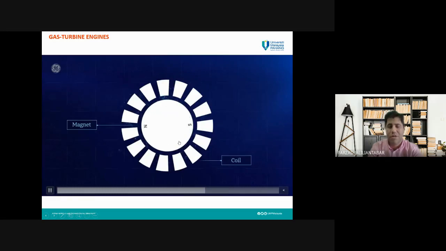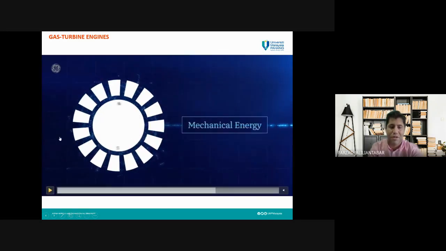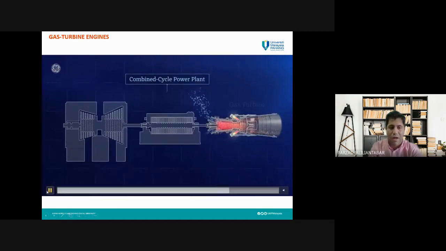In the electricity generator, we have something simple like this. We have magnets, we have a coil, and the rotation of this shaft will cause movement of the electrons, and the movement of the electrons means electric current. So by this electric current, electrical energy is produced, and it is the electricity which comes to our house. So that is actually the gas turbine engine.